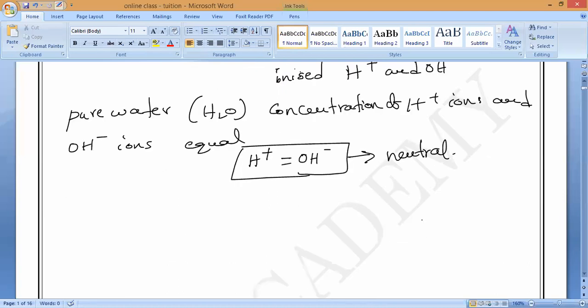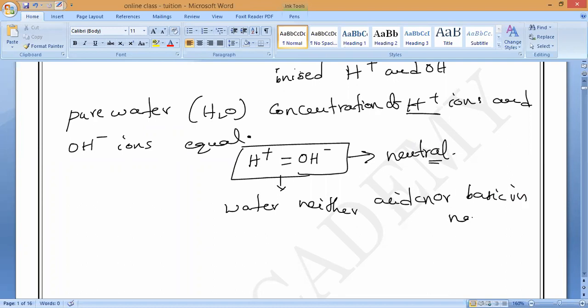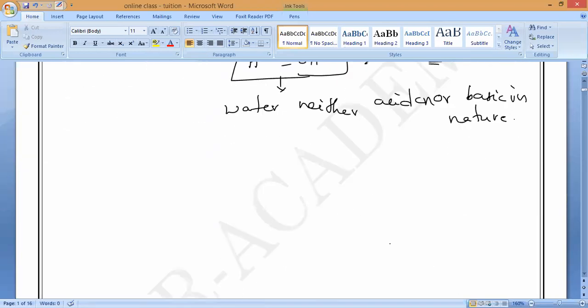Please remember, and you have to respond also. Communication is most important. So why do we call water neither acidic nor basic? Because the concentration of H plus ions and OH minus ions are equal. That is why it is called a neutral substance. Please write it: water is neither acidic nor basic in nature. Is it clear? Any doubt, anybody? You can ask. Okay. So that is what you have to remember.